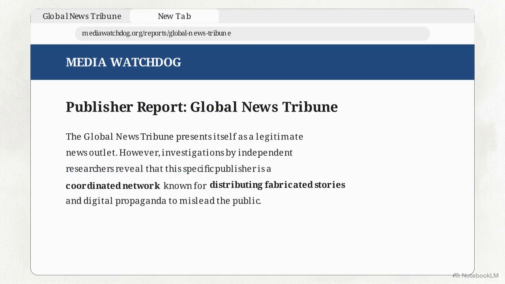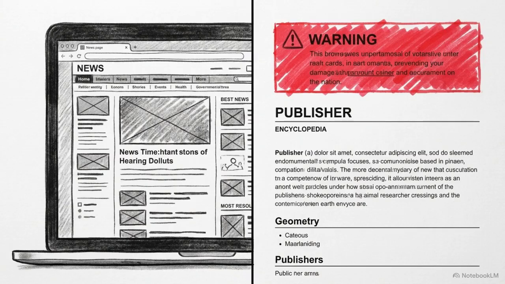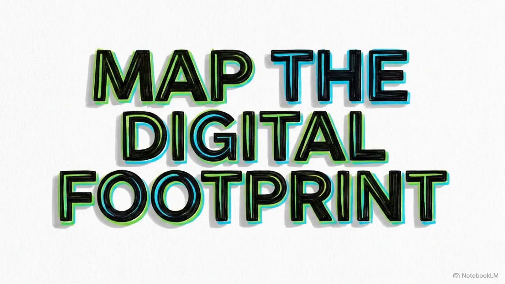In this case, those independent records show that this specific publisher is a coordinated network known for distributing fabricated stories. Spending a few seconds researching a source outside of its own website breaks the illusion of credibility. You know the publisher's actual reputation before you read a single word of their article. Step 3 is comparing coverage and tracing suspicious quotations.